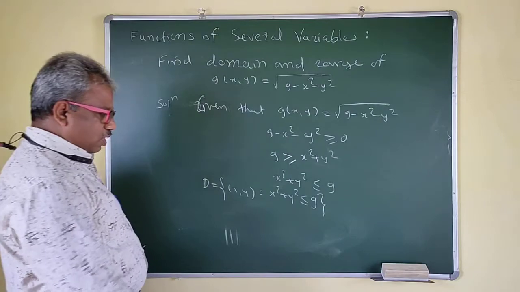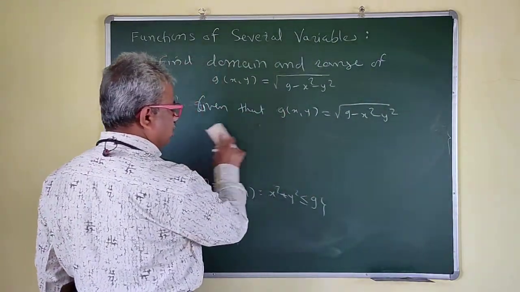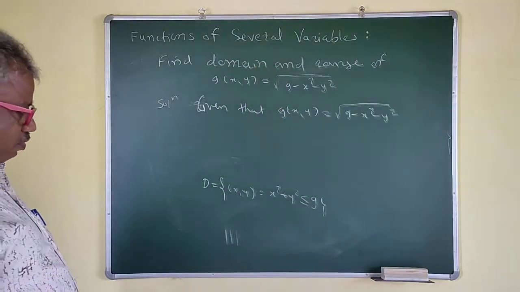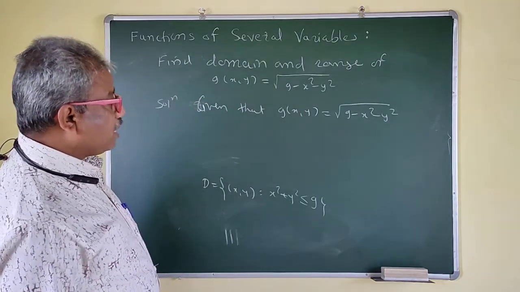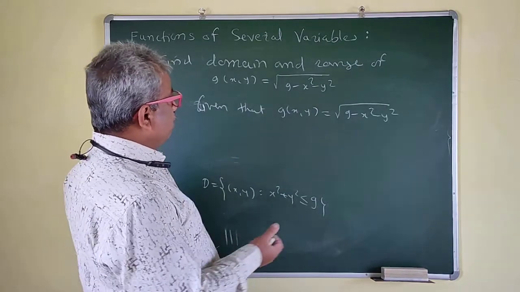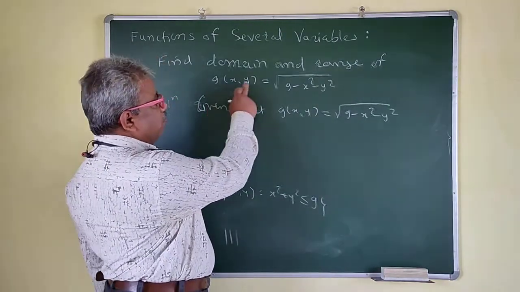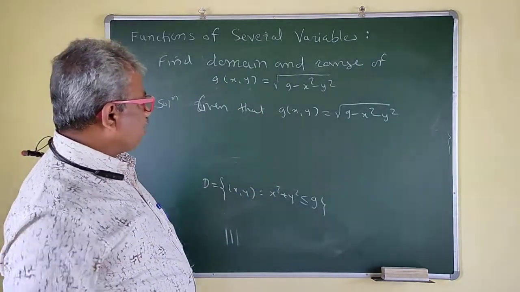This is your domain. This is the circle. Well, we want only the domain, so we are not sketching this one. Now we have to find the range of this one. Range means the minimum value and the maximum value of g of (x, y), that we want.